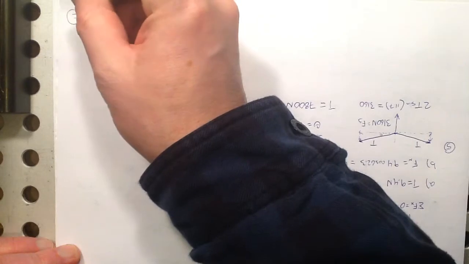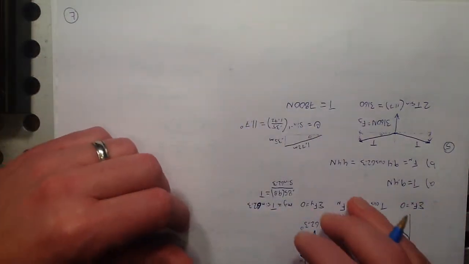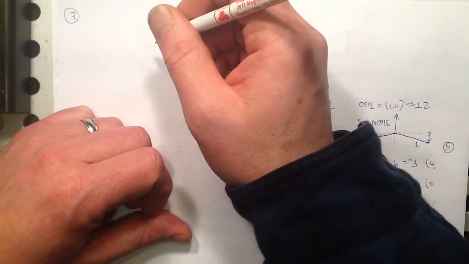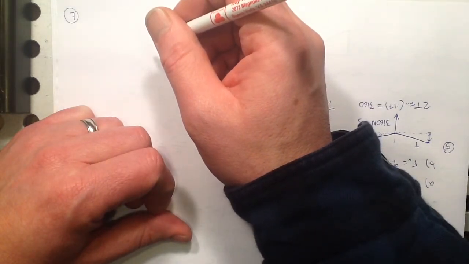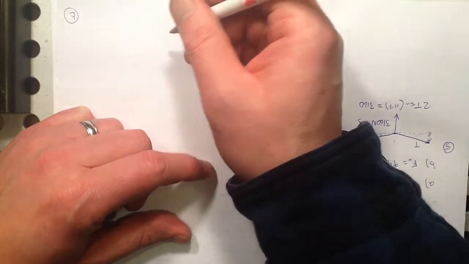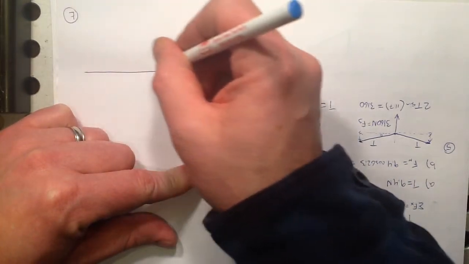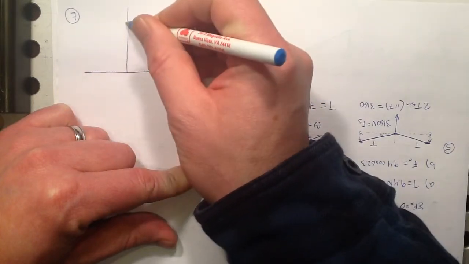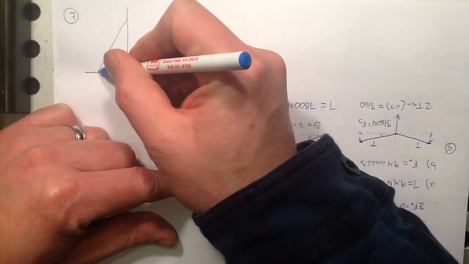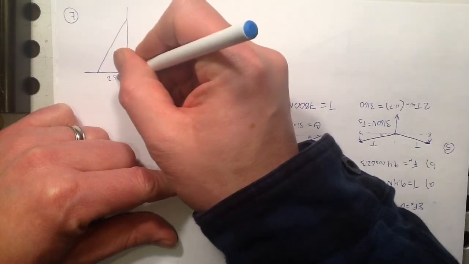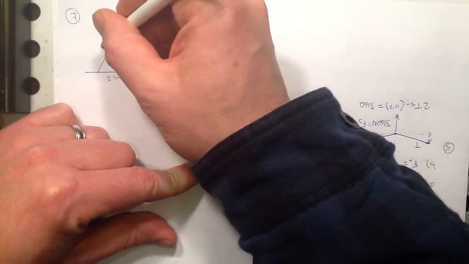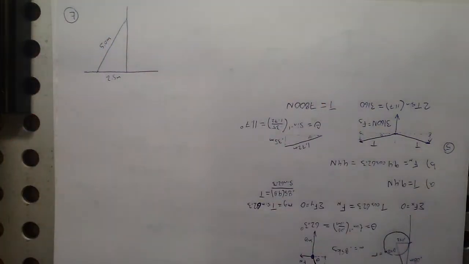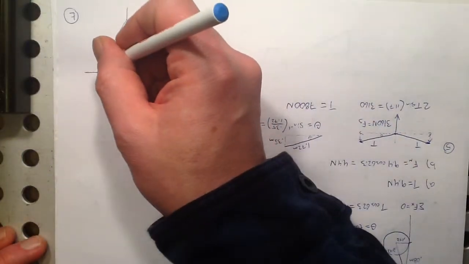Number 7. Now we're going to be using some torque considerations. A 75 kilogram window cleaner uses a 10 kilogram ladder that's 5 meters long. He places one end on the ground 2.5 meters from a wall. So here's the building, the wall, so he places the ladder here. This is 2.5 meters. This is 5 meters. You might recognize that that would make it a 30, 60, 90 triangle. This would be 60 degrees here.